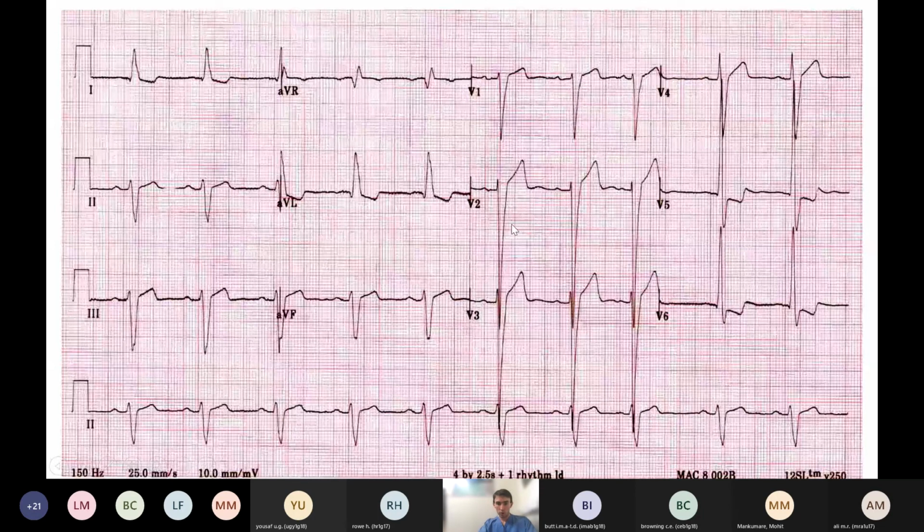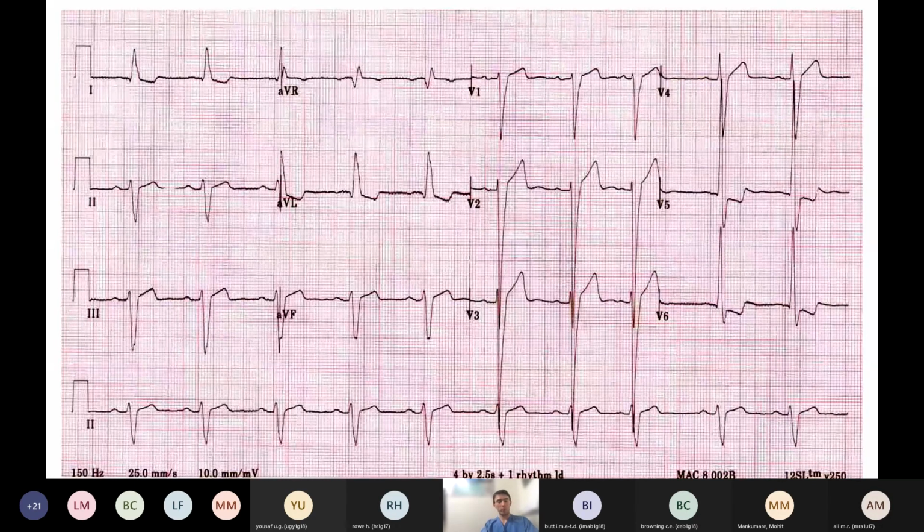oh gosh, 1, 2, 3, 4, 5, 6, 7, 8 and a bit in an RSR pattern, and then going up 1, 2, 3, 4. So in total, we're probably talking about 12 or 13 large boxes if you add the largest down with the largest up. Anything above 7 large boxes is consistent with LVH. You often see this ST depression with LVH. That is associated with repolarization abnormality because the heart is so large.